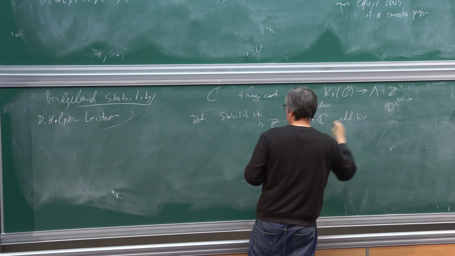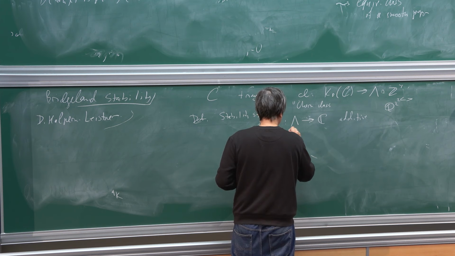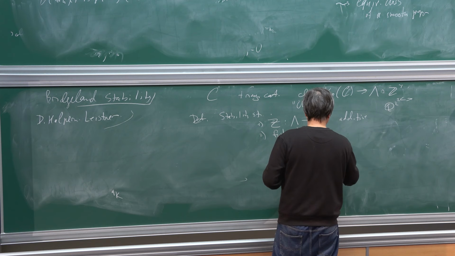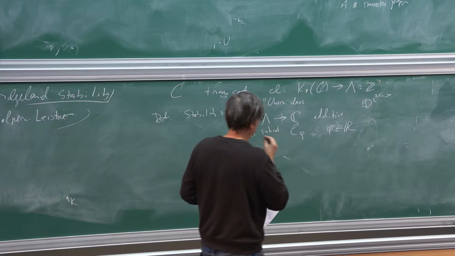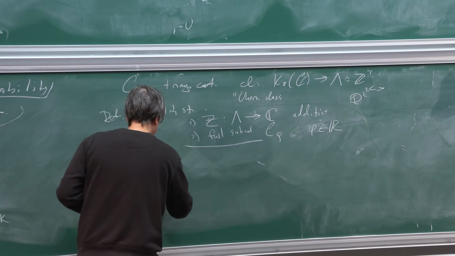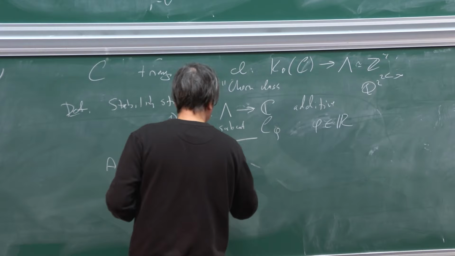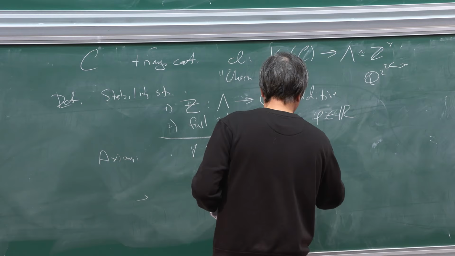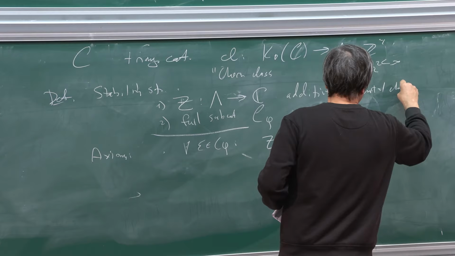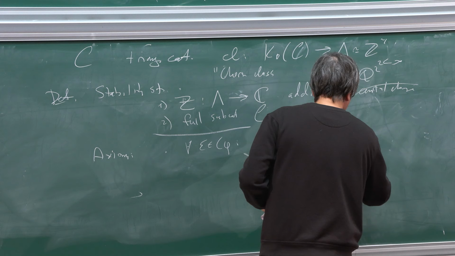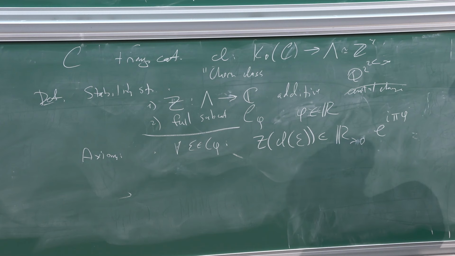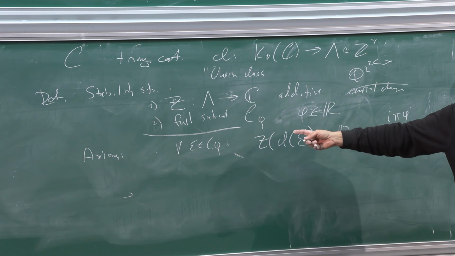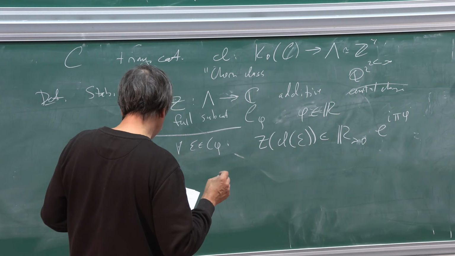And then a collection of full subcategories C phi, where phi is a real number, and there are a bunch of axioms. Namely, for any object in C phi, the central charge Z, as it is called, of the class of this object is not zero, it's a number with argument pi phi. This category doesn't contain zero objects. One can add zero, but it doesn't really matter.